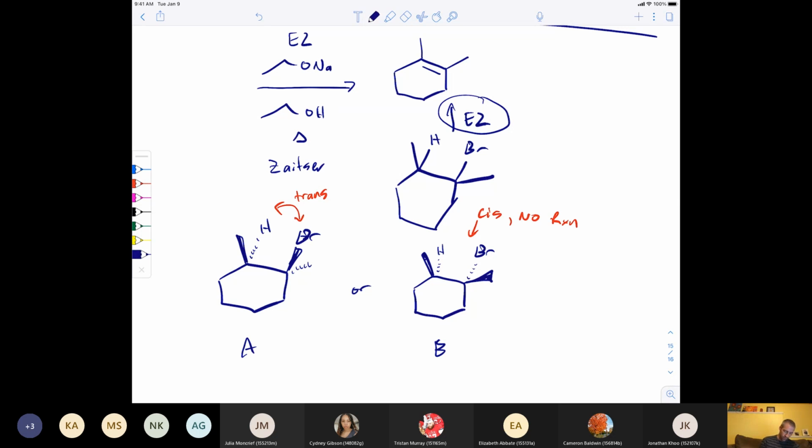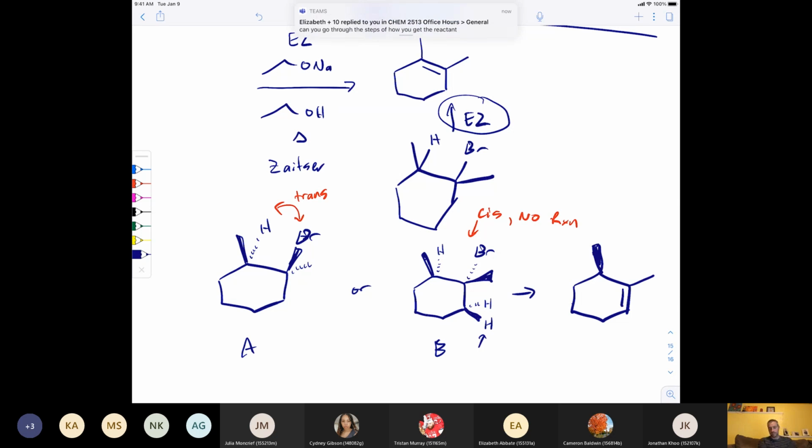And in fact, there will be a reaction. The reaction will be over here with this hydrogen, which is trans, to give you something like that.